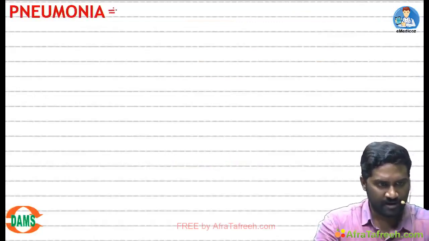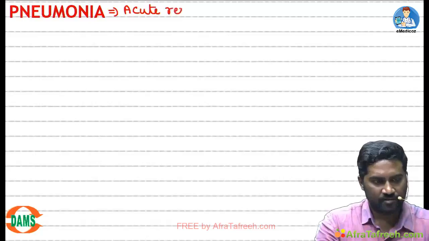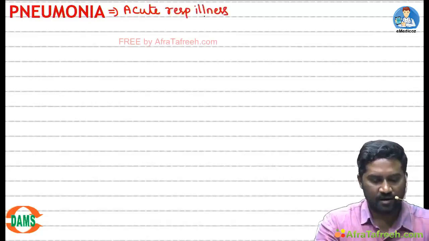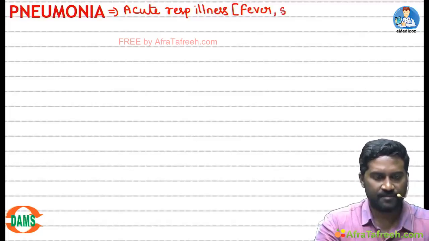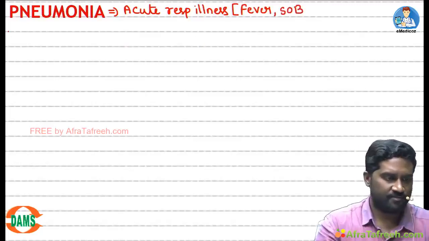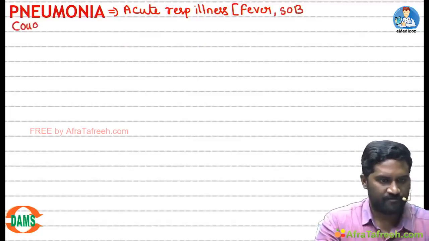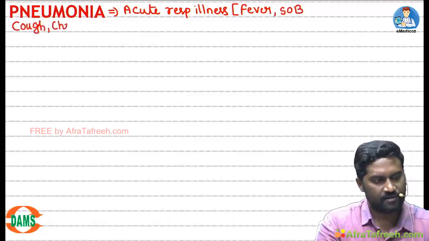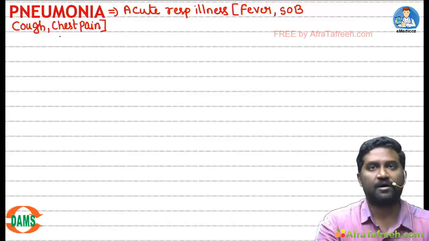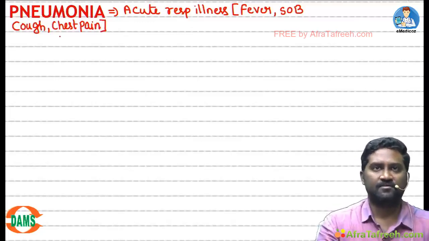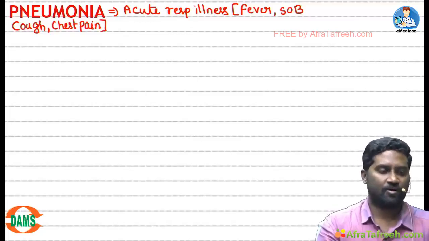Pneumonia is an acute respiratory illness. Acute respiratory illness means patient can have combination of this: fever, shortness of breath, cough, chest pain. Patient can have any combination of these symptoms.